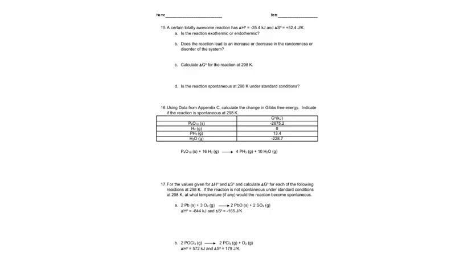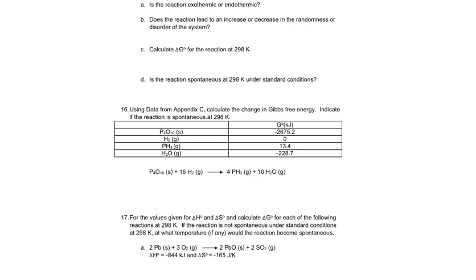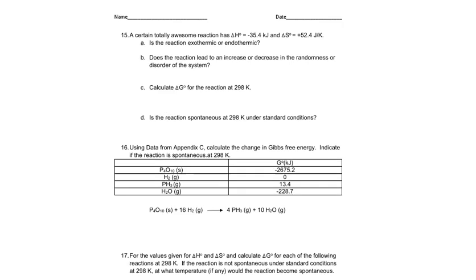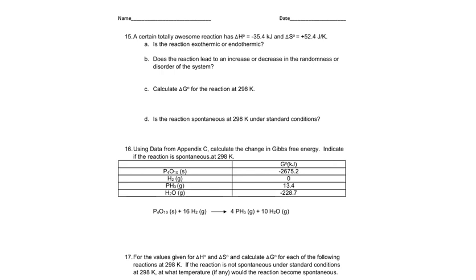All right, here are some delta G reactions. Delta G tells us if something is spontaneous or not spontaneous at a given temperature. So the delta G formula, which will be given on the exam, as was the sum of the products minus the sum of the reactants, is delta G equals delta H minus T delta S. The reaction has a delta H of negative 35.4 and a delta S of positive 52.4. Is this reaction exothermic or endothermic? Delta H is negative, so it's exothermic.